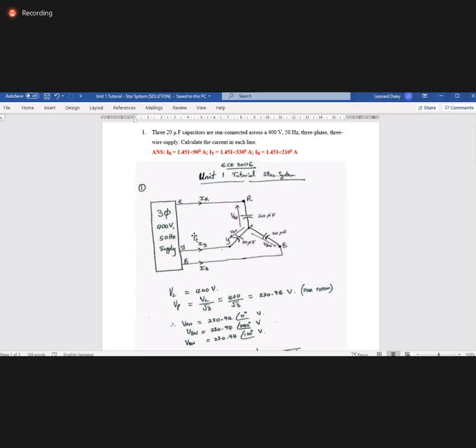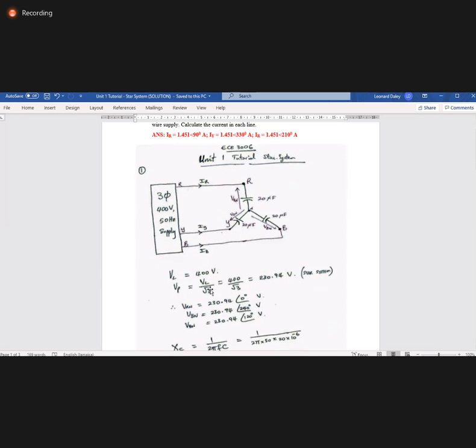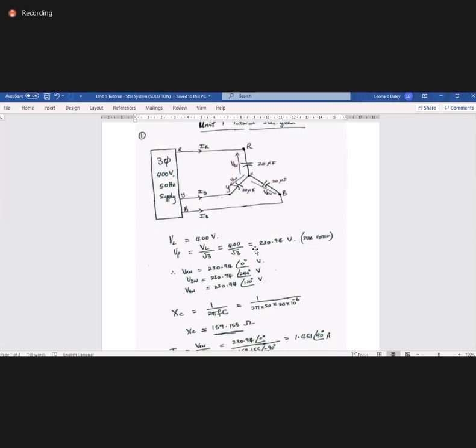We know that the line voltage, the voltage between any two lines, is 400 volts, and we need the phase voltage. We can calculate the phase voltage from the formula V phase equals VL over root 3. And this is 230.94 volts, so the phase voltage is that.